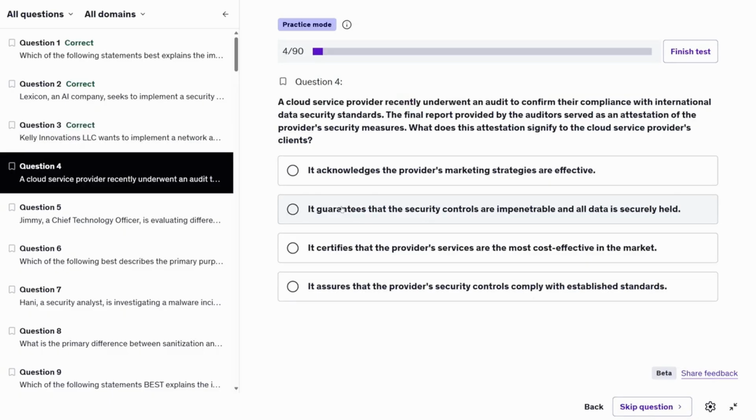Question 4. A cloud service provider recently underwent an audit to confirm their compliance with international data security standards. The final report provided by the auditors served as an attestation of the provider's security measures. What does this attestation signify to the cloud service provider's clients? The correct answer is going to be D. It assures that the provider's security controls comply with established standards.